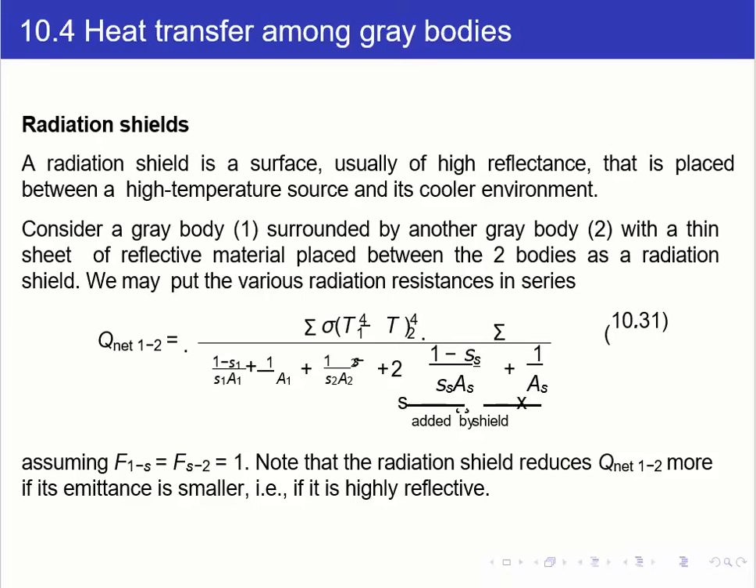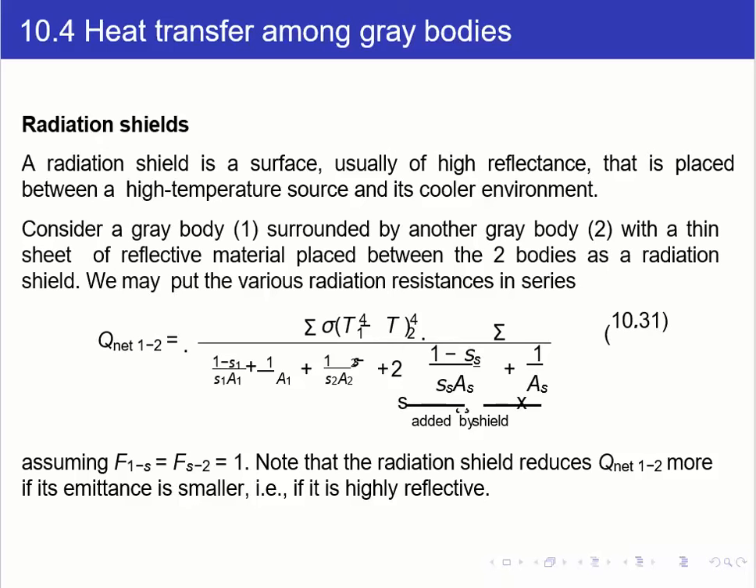Next in this category we have the radiation shield. A radiation shield is a surface, usually of high reflectance, that is placed between a high temperature source and its cooler environment. For that we have to consider a gray body surrounded by another gray body, with a thin sheet of reflective material placed between the two bodies as the radiation shield. We may put the various radiation resistances in series.